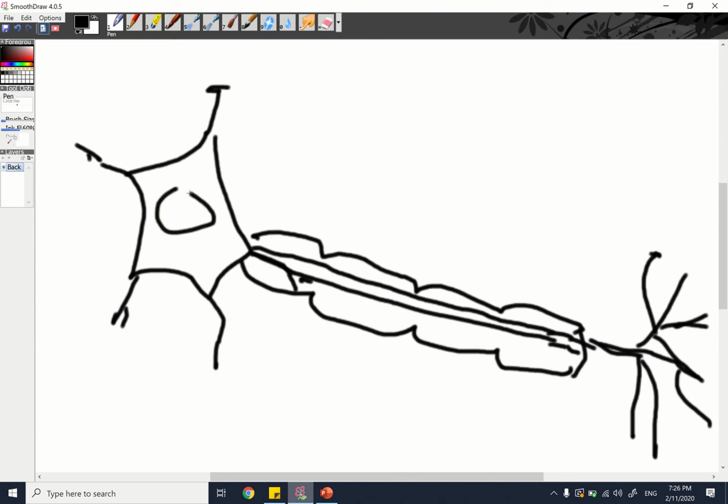So you can think of an axon and the myelin sheath around it as a wire. The axon is the actual copper wire, and the myelin sheath around it is the plastic insulator around it. And they pretty much do the same thing, the myelin sheath an insulator around the wire.